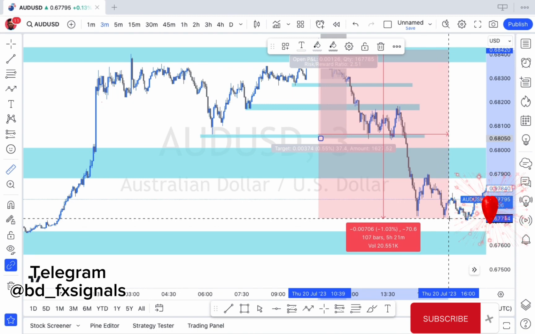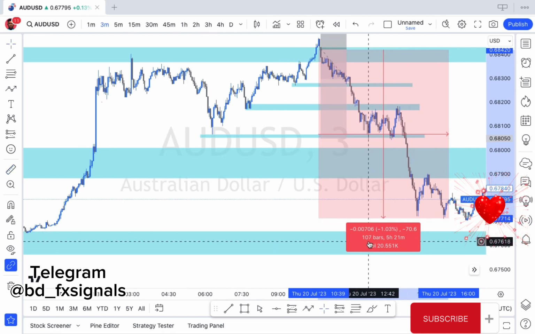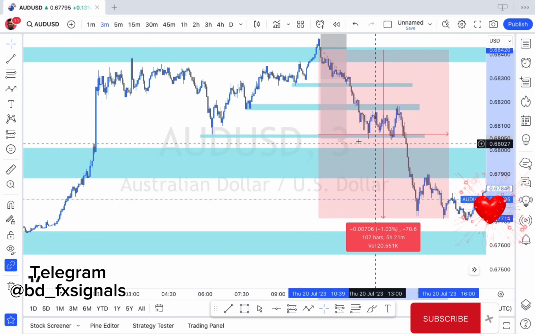This is over 100 pips. This is 100, and see here, as you can see, 107. That's 107 here. Are you seeing it? This is 107 pips movement, guys.